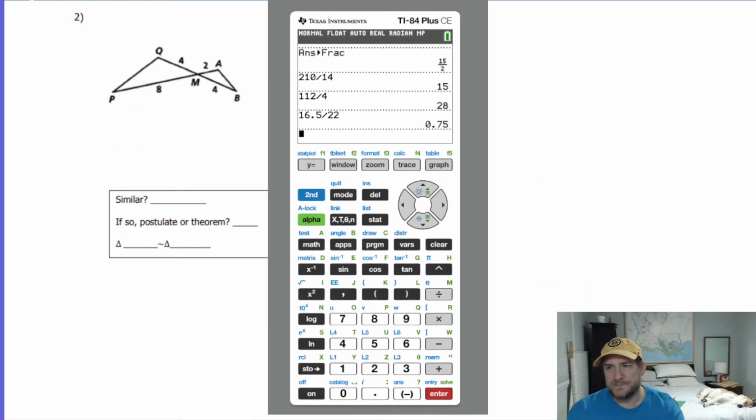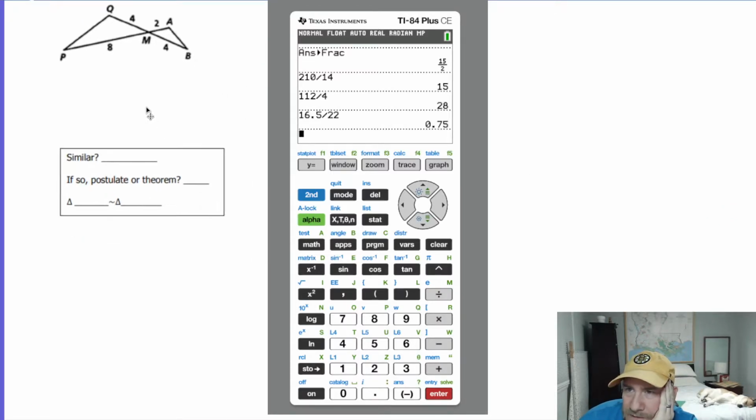All right, so this one. Here you can probably tell that we have to use side, angle, side. We don't have any other choice.